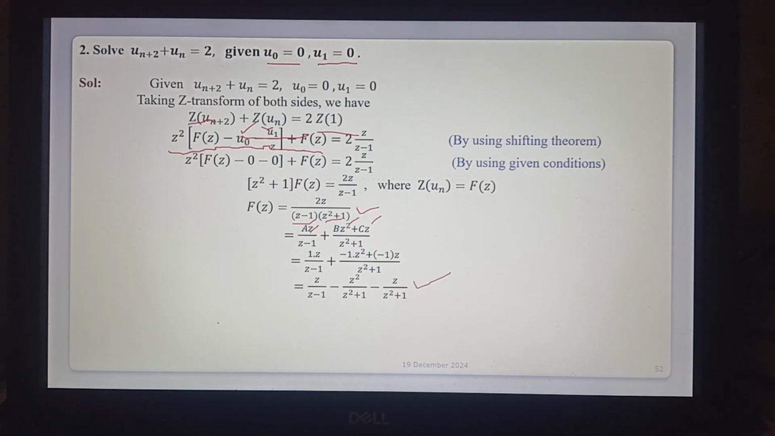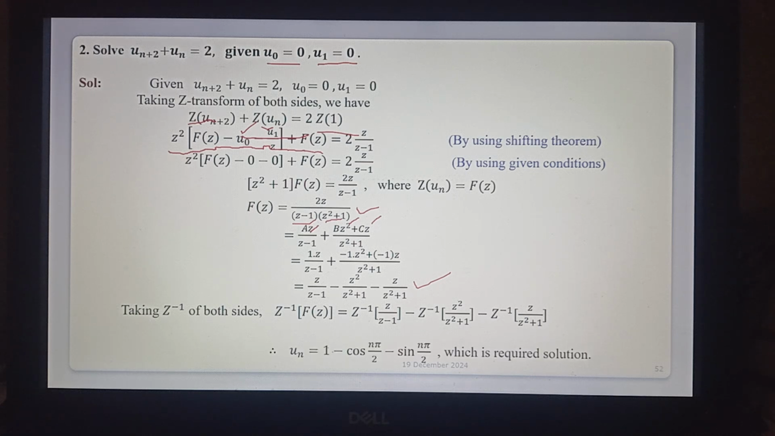Now applying the inverse z transform on both sides. So z inverse of f of z is equal to z inverse of z by z minus 1, minus z inverse of z square by z square plus 1, minus z inverse of z by z square plus 1. Therefore z inverse of f of z is equal to the sequence un. This is 1 minus cos n pi by 2 minus sin n pi by 2. So this is the required solution of the given equation.